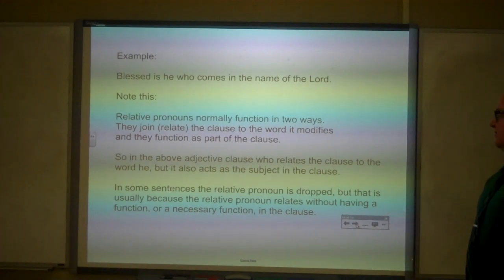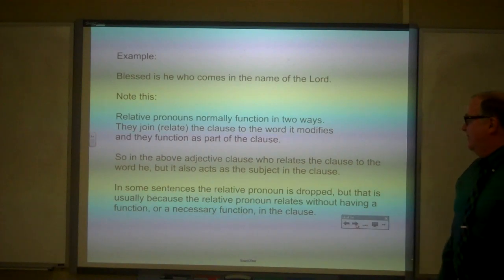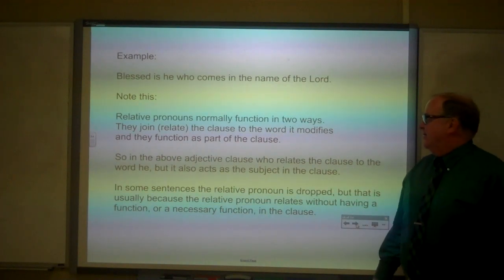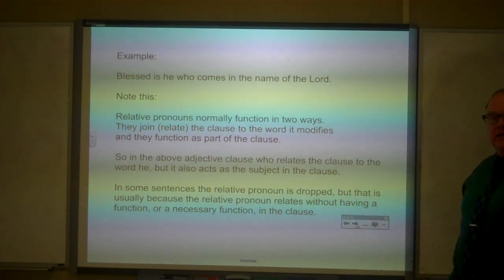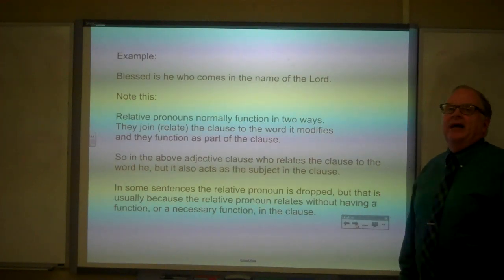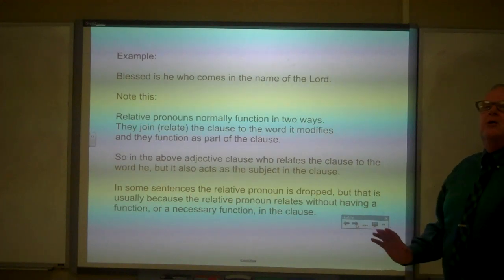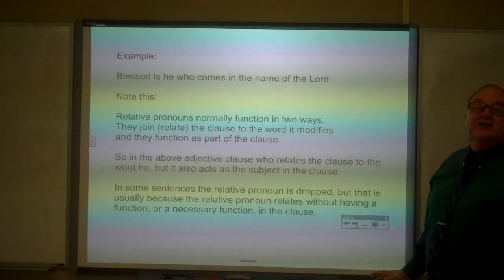In some sentences, the relative pronoun is dropped, but that's usually because the relative pronoun relates without having a necessary function in the clause. We'll see examples of that in just a couple of minutes. But occasionally, the relative pronoun will be dropped, or I guess you could say it's optional.